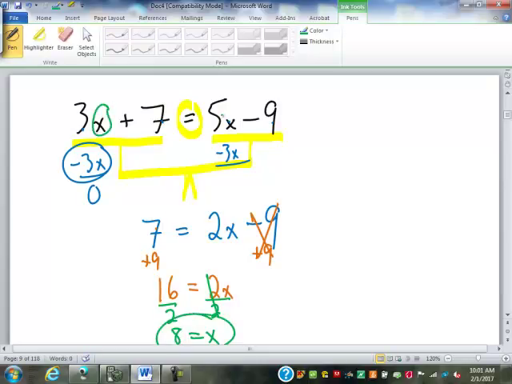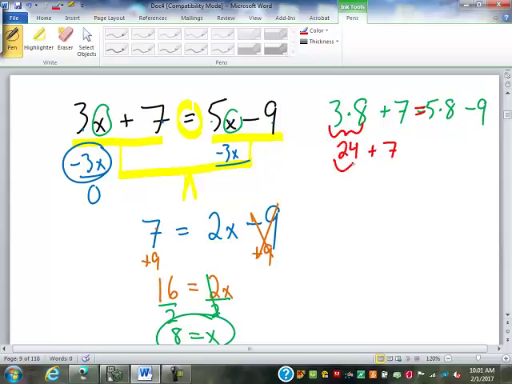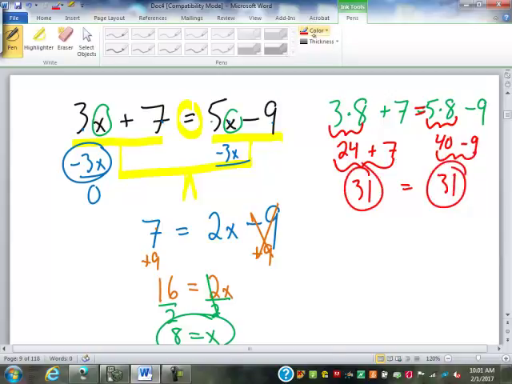And again, we can come up here and replace x. So 3x becomes 3 times 8 plus 7 equals 5x becomes 5 times 8 minus 9. And we have to do our order of operations. Now I'm going to do each side. I'm going to do the left side first and then come back to the right. So 3 times 8 is 24. 24 plus 7 is 31. Over here, 5 times 8 is 40. 40 minus 9 is 31. So I do get the same value on each side, which is telling me there's a good chance that that is the correct answer.